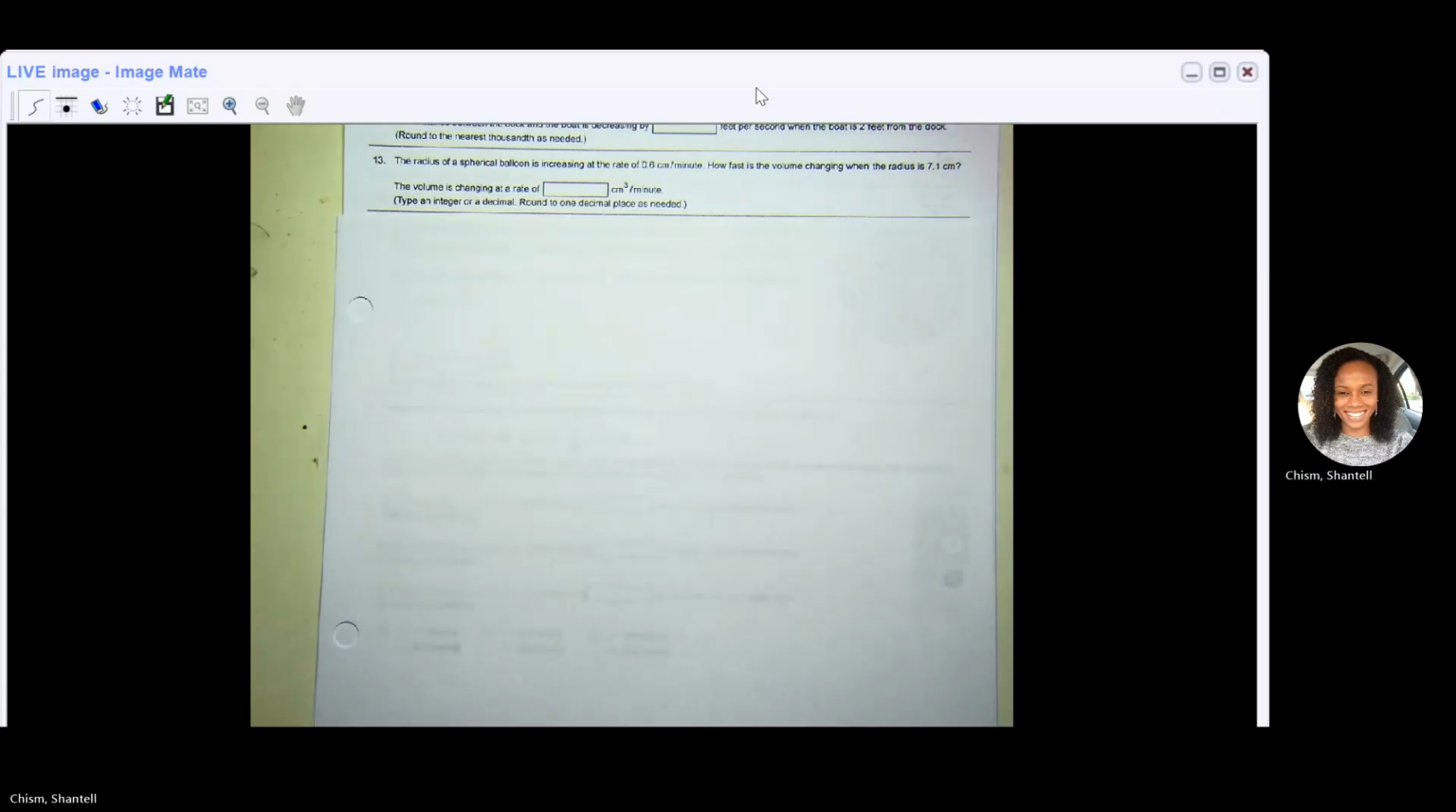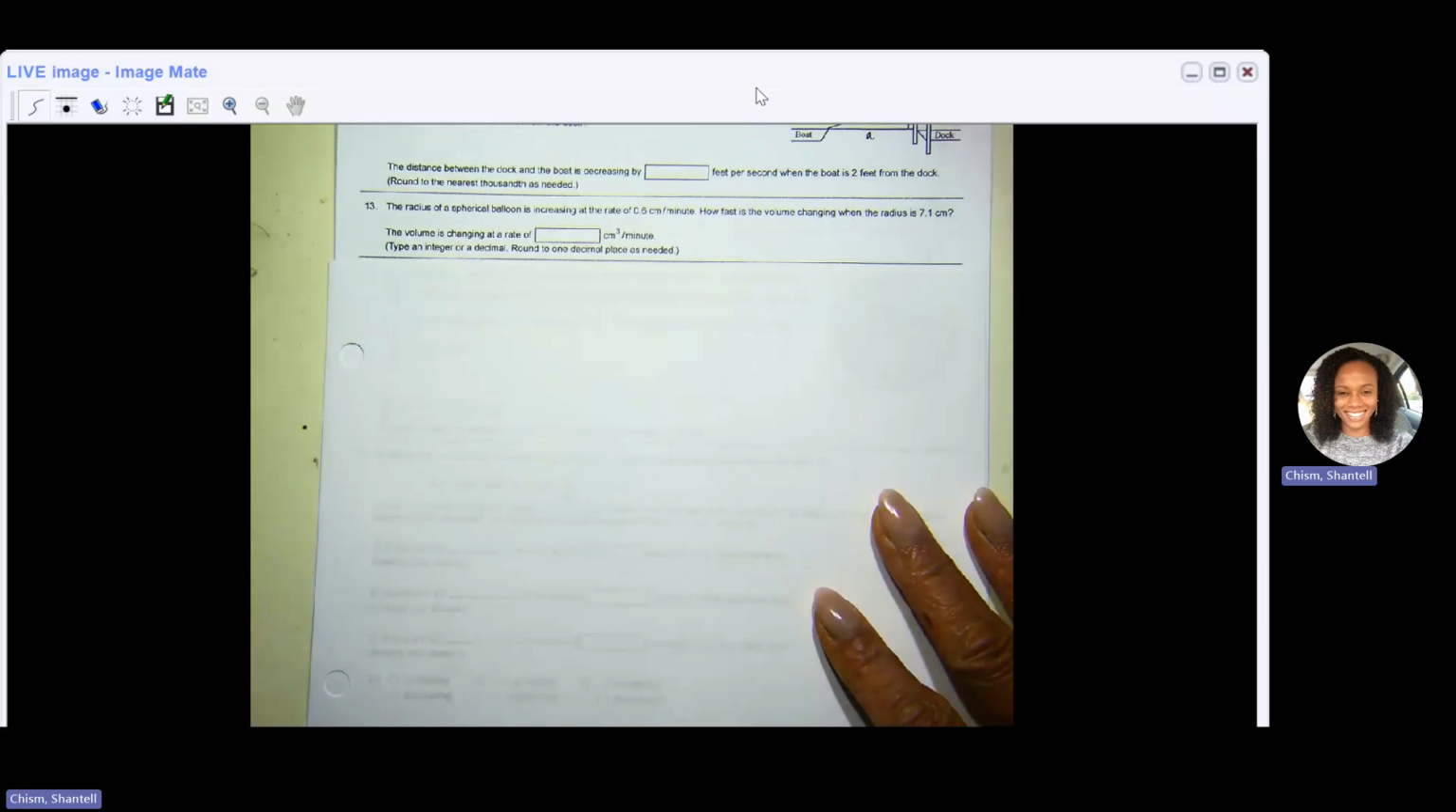And I believe on your reference sheet, your fact sheet, I did give you that first page. I believe the first couple of pages relate to algebra and just some formulas that might come in handy, might be useful. That would be applied to number 13. Let's take a look at it.